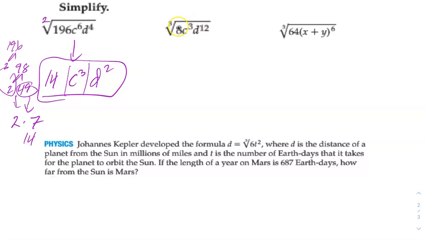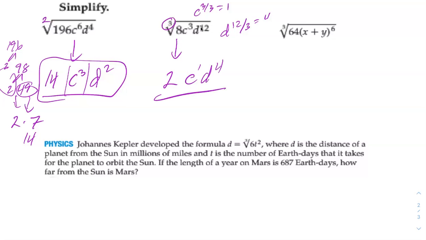Over here, same thing, now it's a cube root, right? So I need 3 of a kind. So we talked about the cube root of 8 is just 2. c cubed divided by 3 is c. Now you might think, do I need absolute value for that? If it's odd, you never need one. It's only if it's even. Odd keeps the power, so it doesn't matter. And then here, d to the 12 divided by 3 is 4. So d to the 4. There you go.